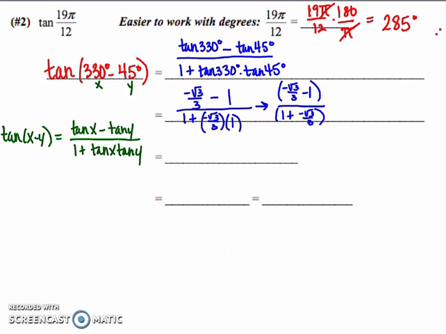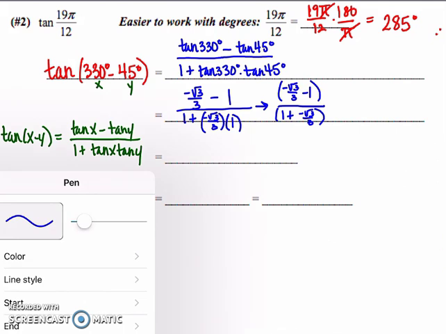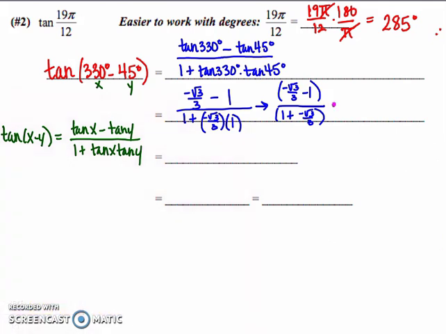This is where things get messy, okay? So the conjugate to 1 minus the square root of 3 over 3 is going to be 1 plus the square root of 3 over 3, because that is negative. So I am going to multiply top and bottom of this expression by 1 plus square root of 3 over 3 and 1 plus square root of 3 over 3. And I'm going to FOIL the numerator and I'm going to FOIL the denominator.